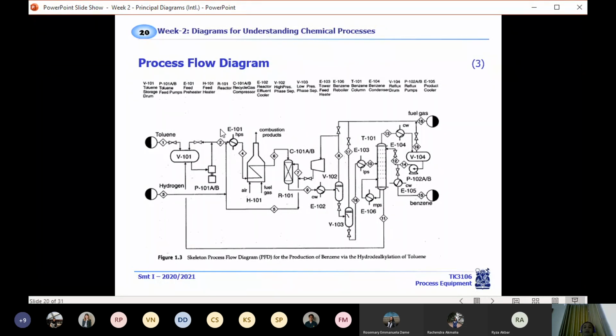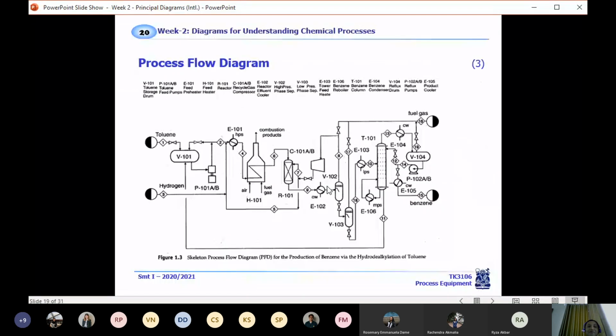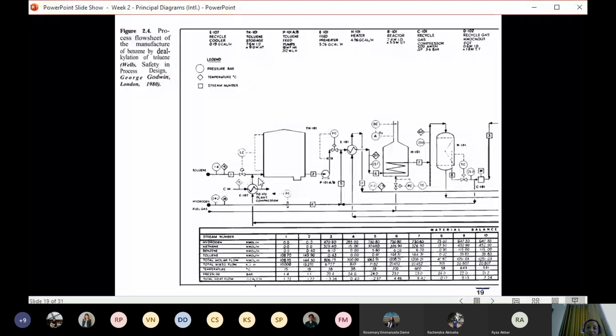This is another example of the process flow diagram. Again, every unit has a code and then a number. If you want to know what that unit is, please go up, and you will see the code and then the number, the name of that unit operation. From this figure, we can also understand that this figure and this figure are actually the same process, which wants to convert the toluene into benzene.